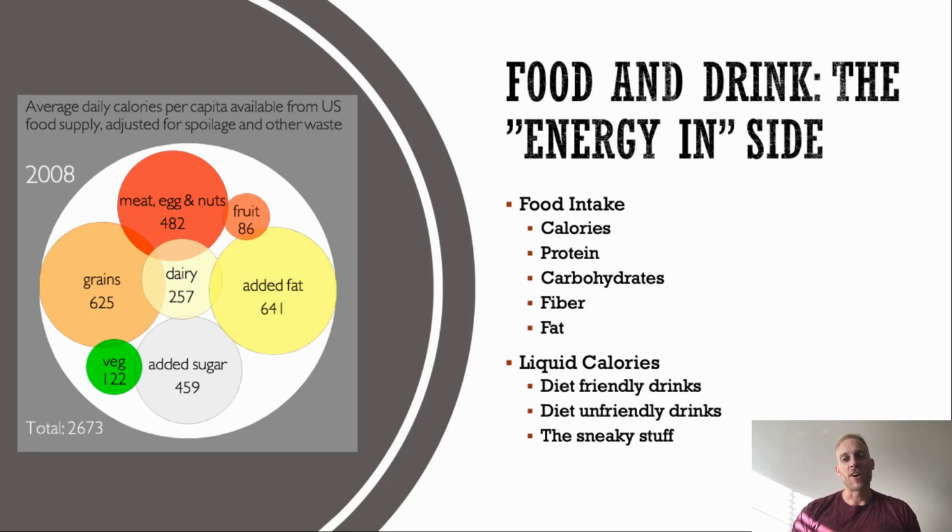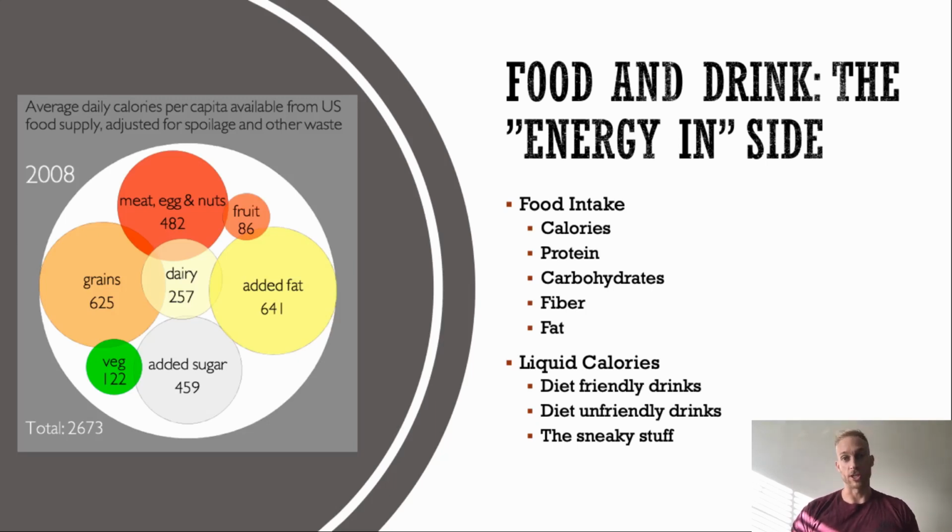But what are we actually talking about on this slide? We're talking about the food and drink. This is the energy in. So we handled the energy out. Let's talk about the energy in. So where does my energy in come from? It comes from food, and it comes from liquid calories or beverages. My food intake is really broken down into how many calories am I consuming, and then the split of the macronutrients: proteins, carbs, fat, and then fiber, which would be a subset of carbohydrates.